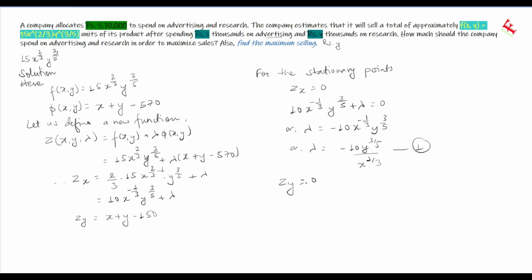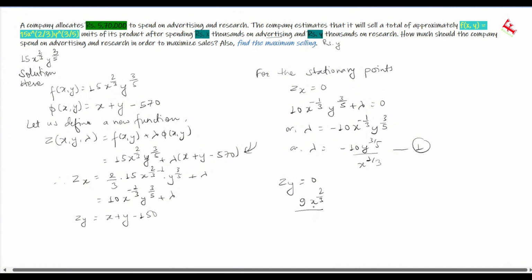Differentiation with respect to y as 0. Then what you'll get while solving for this function in terms of z, finally we'll get 9x^(2/3) over y^(2/5) plus lambda equals 0, or we'll get the value of lambda as minus 9x^(2/3) whole over y^(2/5).